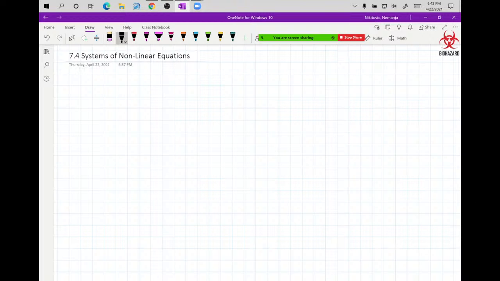On the menu for this lecture are systems of nonlinear equations, which are equations that have x squared and y squared, like the equation of the circle, the equation of the ellipse, the equation of the hyperbola, and similar. Now, it doesn't have to be just a square; it could be a cube, a fourth power, and so on.